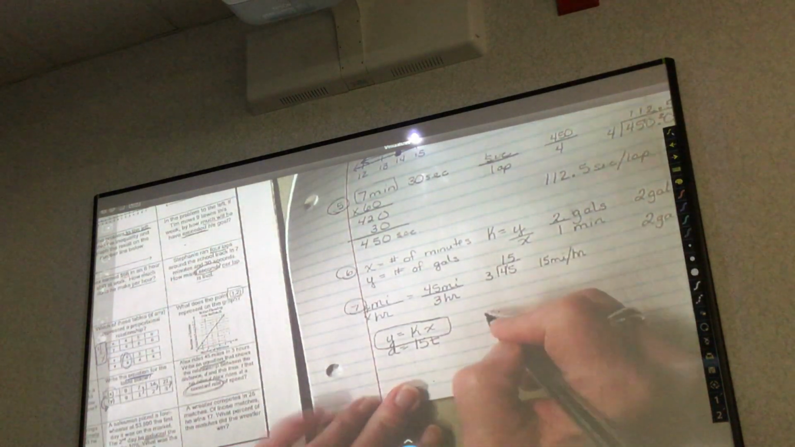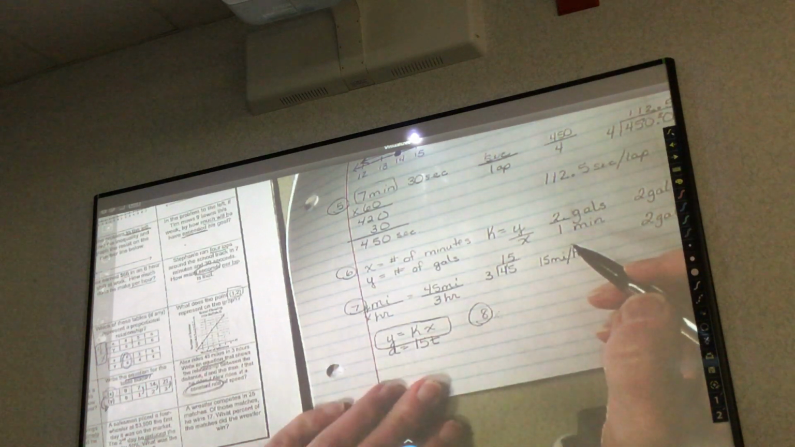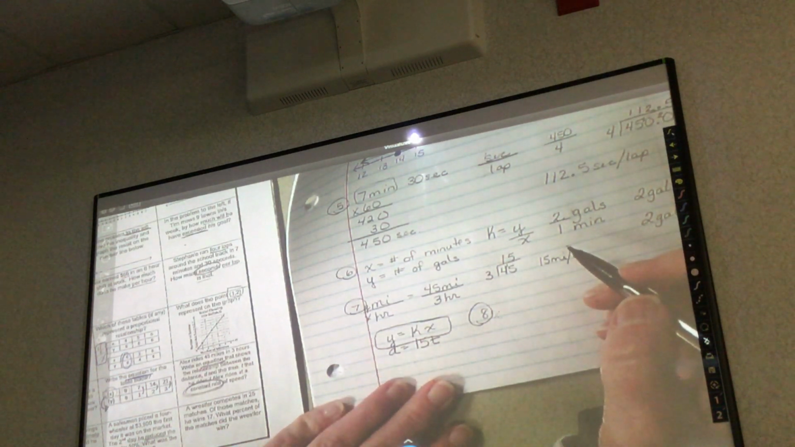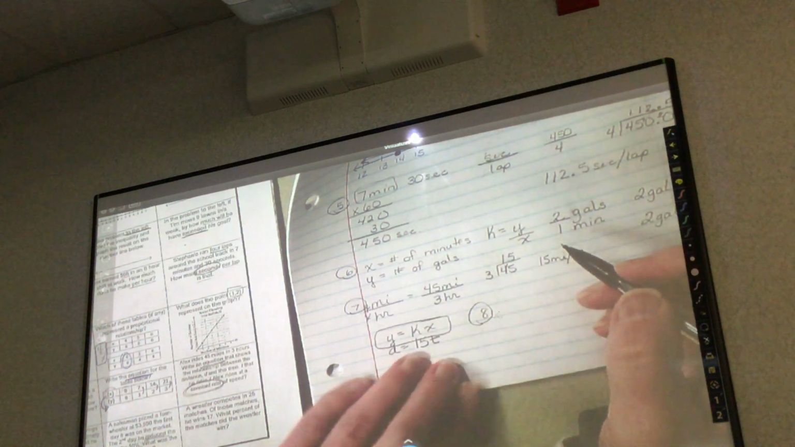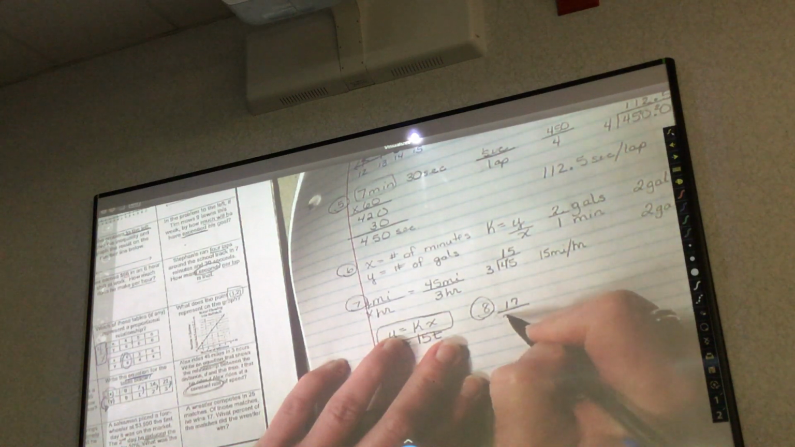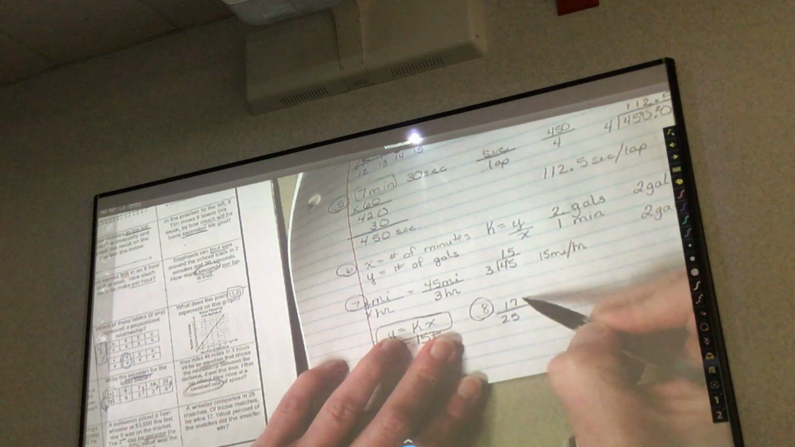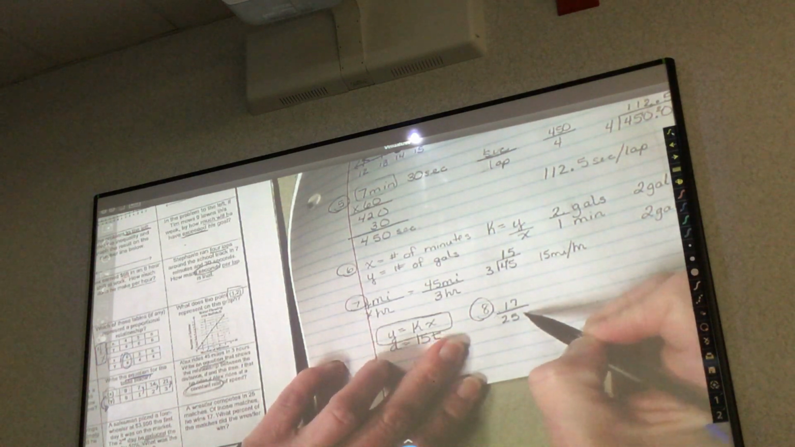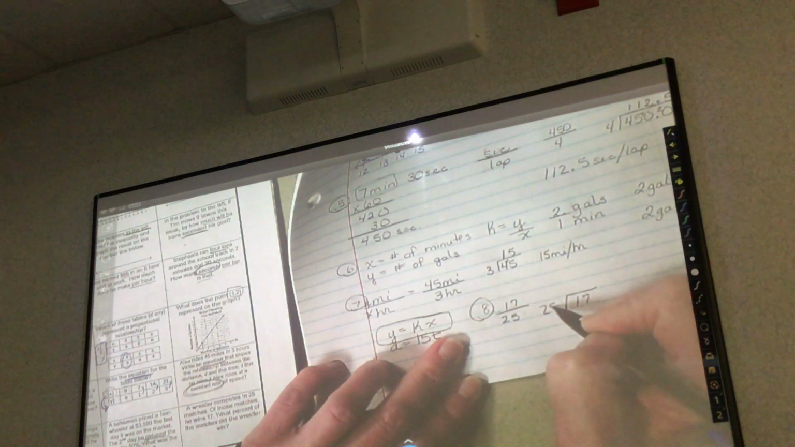Number 8. A wrestler competes in 25 matches. Of those matches, he wins 17. What percent of the matches did the wrestler win? So he won 17 out of 25. How do I find this as a percent? I'm going to find it as a decimal first. So 17 divided by 25.